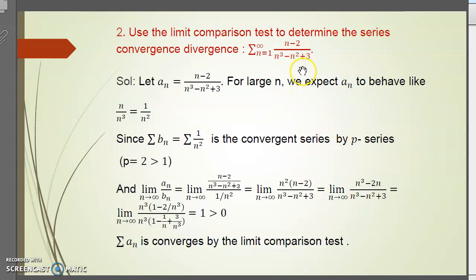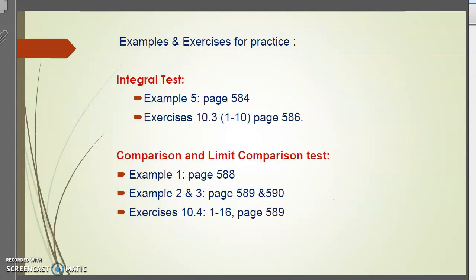See another example: summation n equals 1 to infinity of n minus 2 by n cubed minus n squared plus 3. This is the nth term, and comparing with the highest power n cubed, you get 1 over n squared. N squared means it is convergent. Find the limit again; you are getting 1. This is also a constant. When you get a constant, both are either convergent or divergent. But we already know that b_n is convergent, so a_n is also going to be convergent.